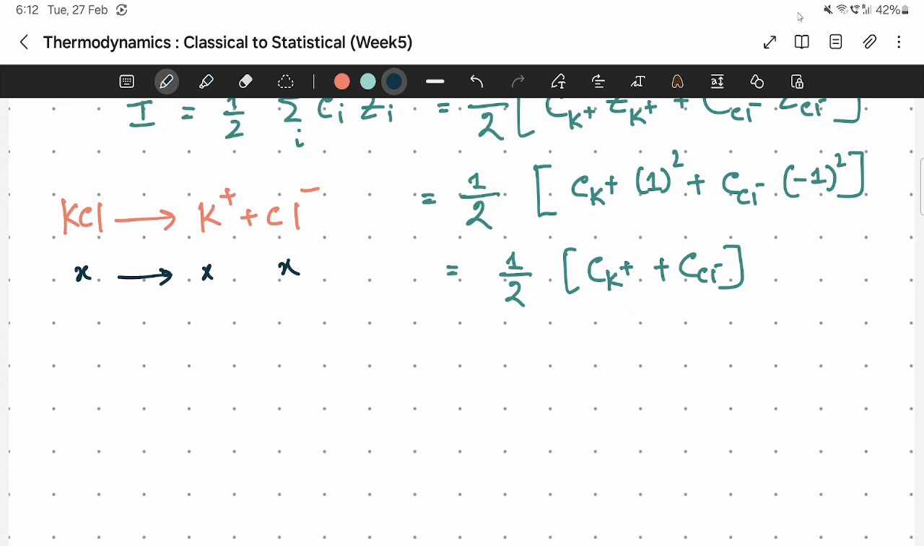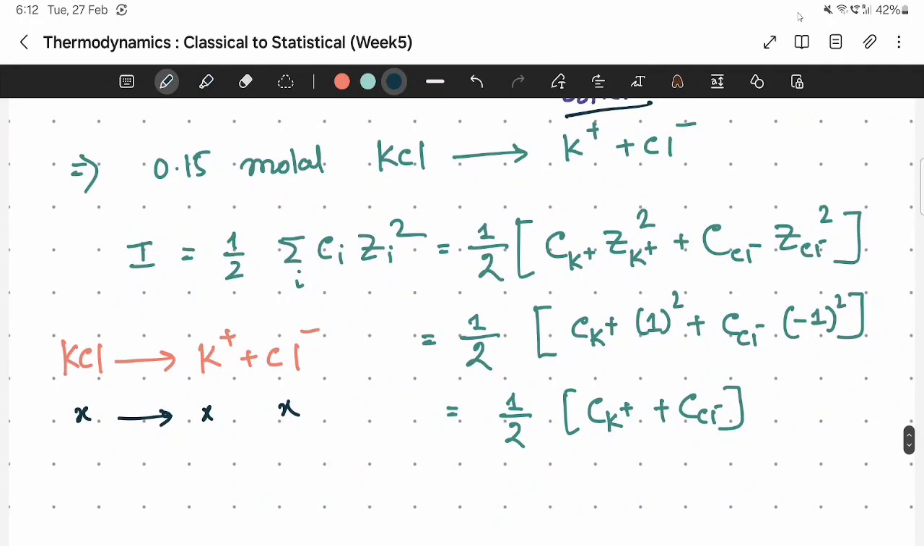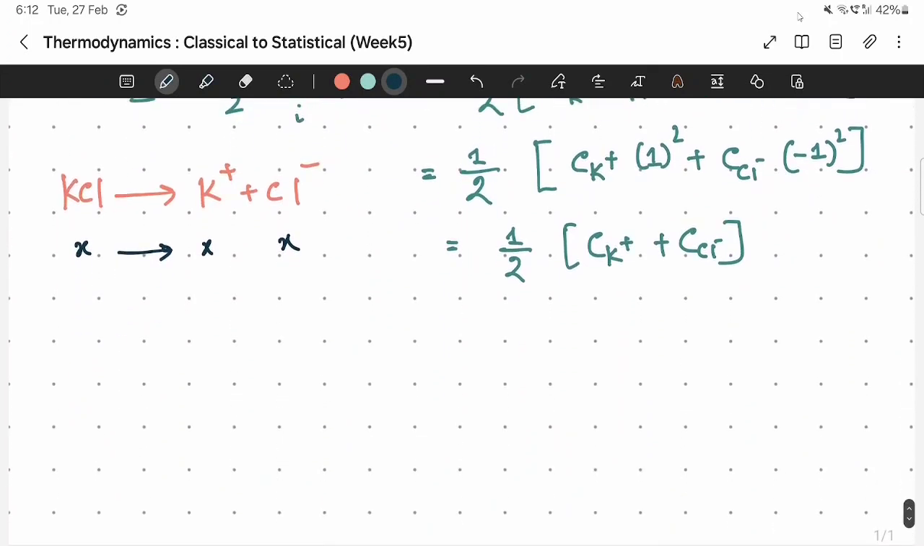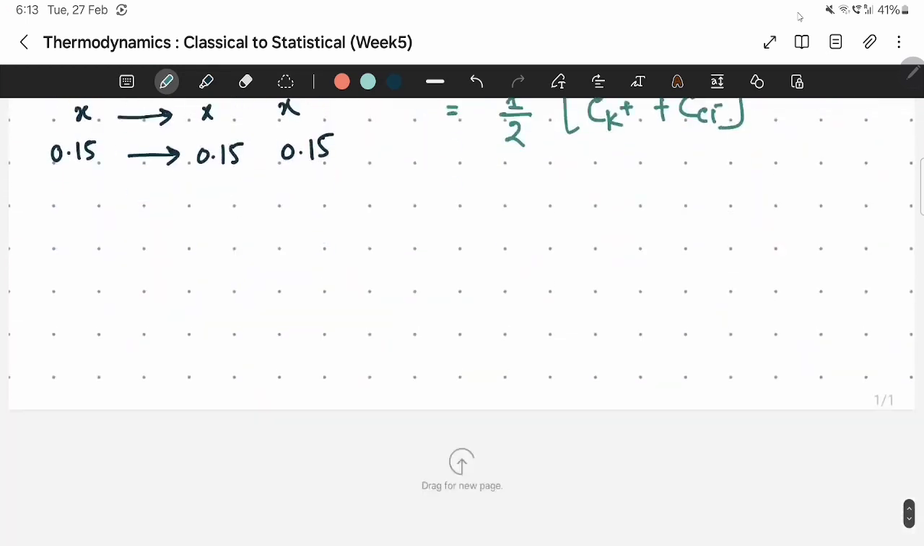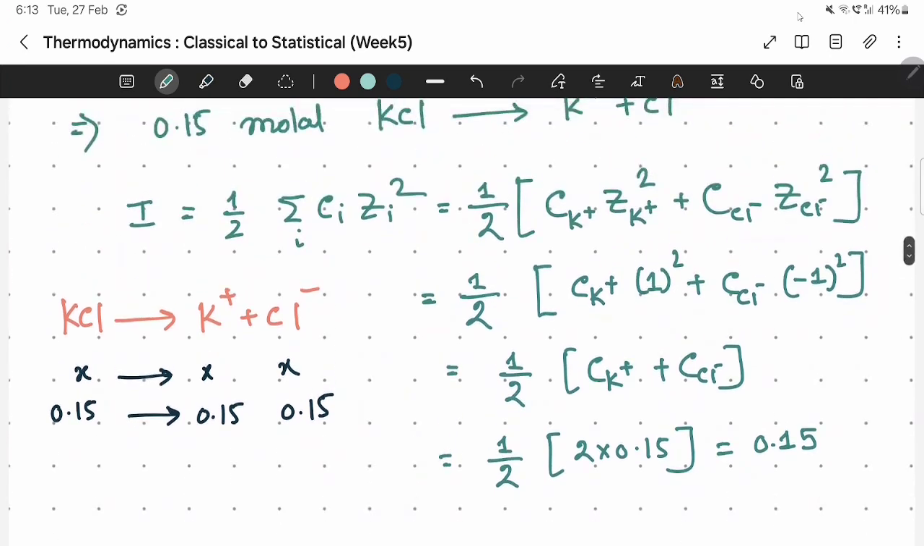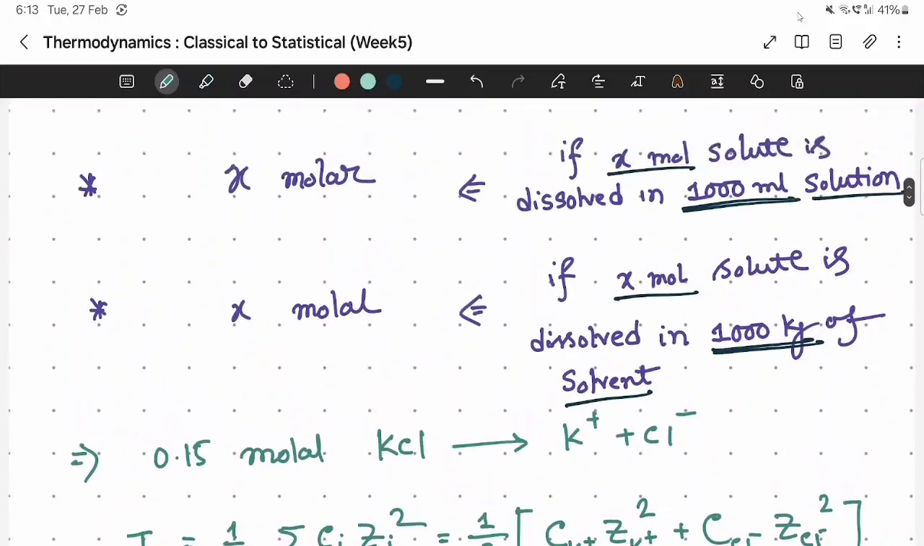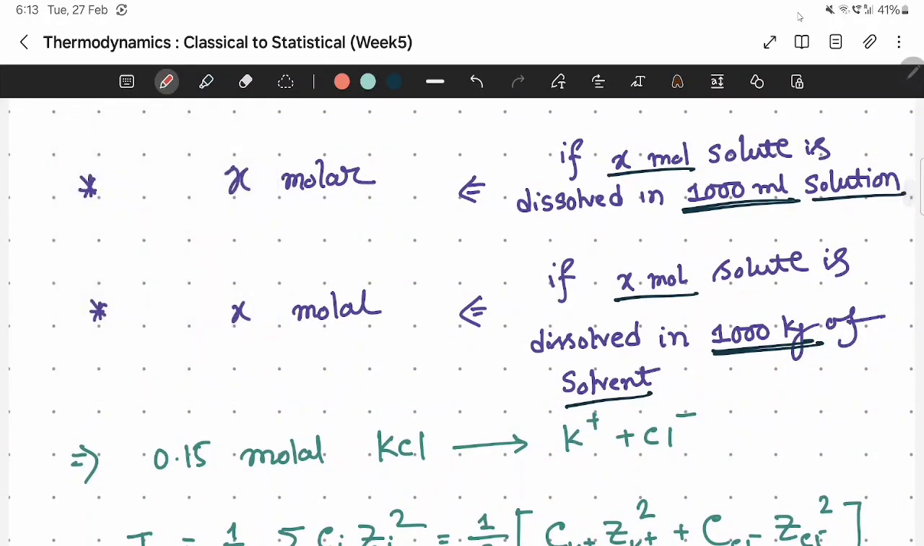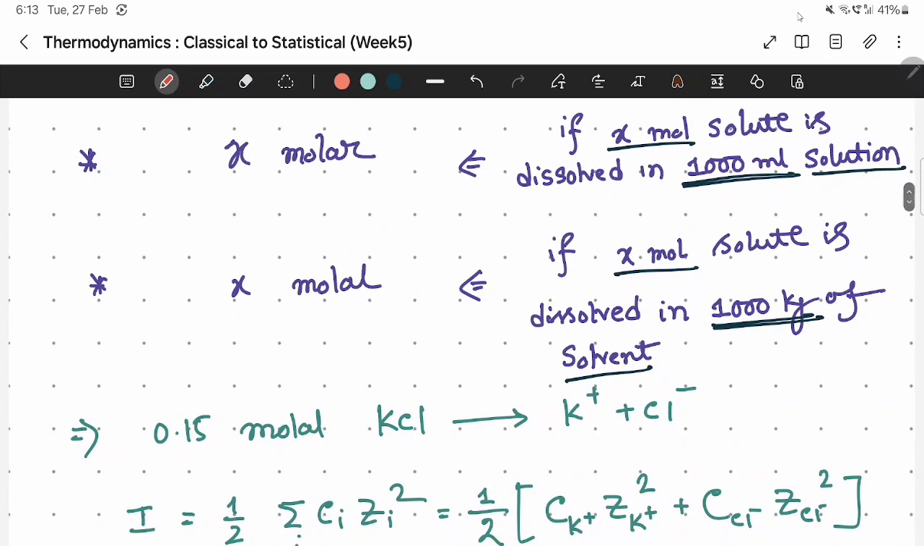Now, what is the concentration of KCl? That is 0.15 molar. So essentially, the concentration of K plus and Cl minus will also be 0.15 molar. If you write it, it will be half into 2 into 0.15, so it is 0.15. So ionic strength is 0.15. These things are very important.